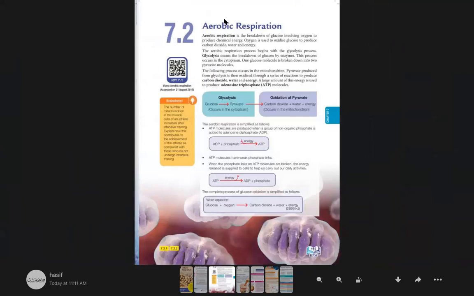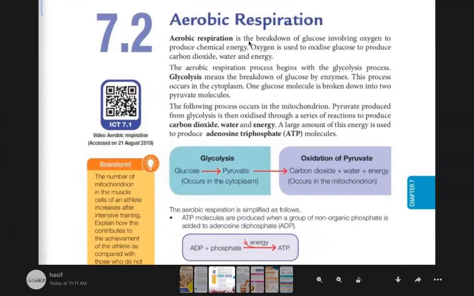Next, now we go into detail about aerobic respiration. Let's see what aerobic respiration means. Aerobic respiration is the breakdown of glucose involving oxygen. You should highlight that we should have glucose and oxygen in aerobic respiration, to produce chemical energy. Oxygen is used to oxidize glucose to produce carbon dioxide, water and energy.